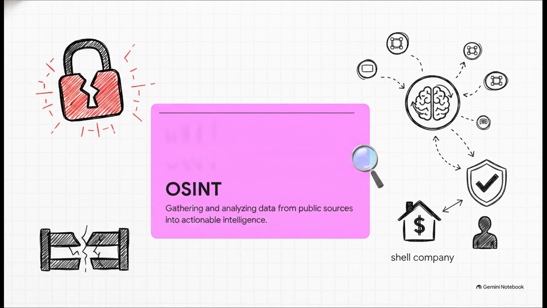Raw data is not intelligence. Finding a name in a public directory, that's just raw data. Realizing that name connects to a specific corporate network, okay, now that's processed information. But when we actually verify that connection to prove a suspect owns a shell company, boom, that is analyzed intelligence.